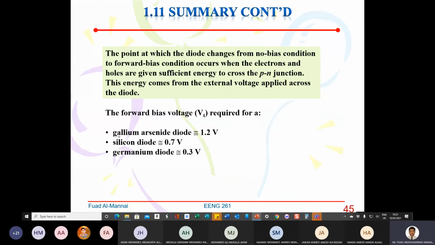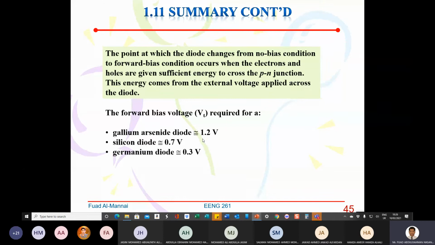So the threshold voltage for the germanium diode is 0.3 volt, and for the silicon diode is 0.7 volt, and for the gallium arsenide is 1.2 volt. Guys, whatever you do, don't forget these voltages for germanium, silicon diode, and gallium arsenide, 1.2 volt.